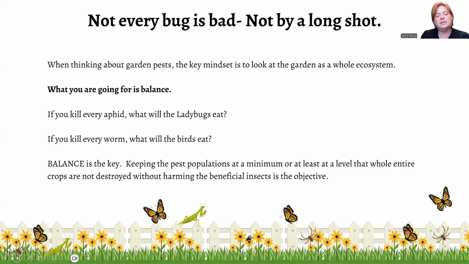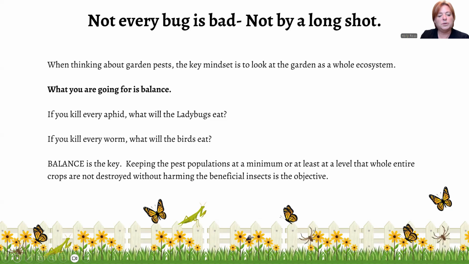And then, in the same thought process, if you killed every bad bug, then what would the good bugs that eat those bugs do? So if you killed every aphid, what would the ladybugs eat? If you killed every worm, what would the birds eat? Because the birds eat a lot of the worms and the caterpillars. So balance is key, keeping the pest populations at a minimum or at least at a level that the entire crop isn't destroyed. That is our goal, is to keep things in balance and keep things thriving.